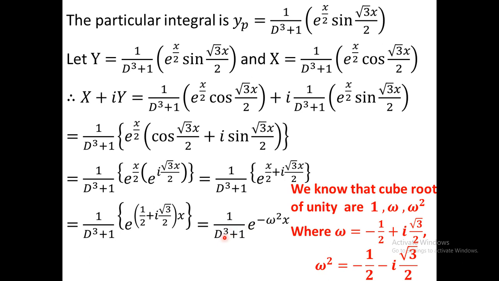But if you put, this is 1 by f of d of e to the alpha x, if you put minus omega square in the place of d, therefore this will be minus omega to the power 6. Minus omega to the power 6 means minus 1. Minus 1 plus 1 will be 0. So you are not able to put minus omega square in the place of d directly. So you have to take another approach.